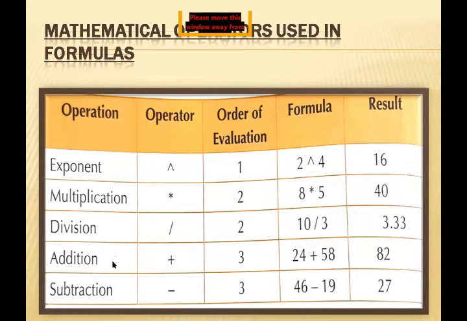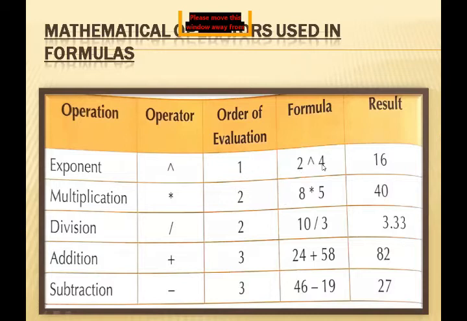Any operation contained in brackets will be carried out first, followed by exponent or power, then division and multiplication. You will do multiplication and division together because both have the same importance. Then you will do addition and subtraction because they also have the same importance. So if a formula has an exponent, you will solve the exponent first, then multiplication or division, because both have the same importance. Then you will add or subtract because both also have the same importance.